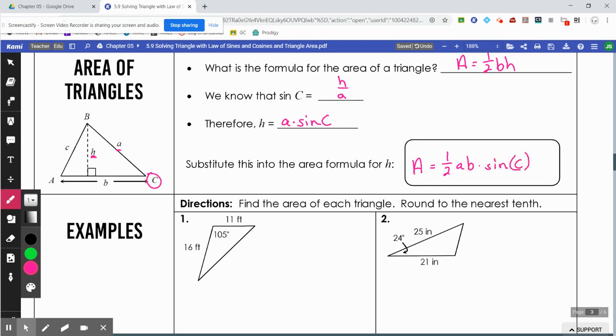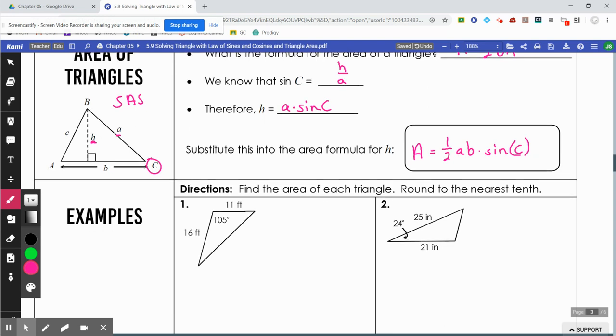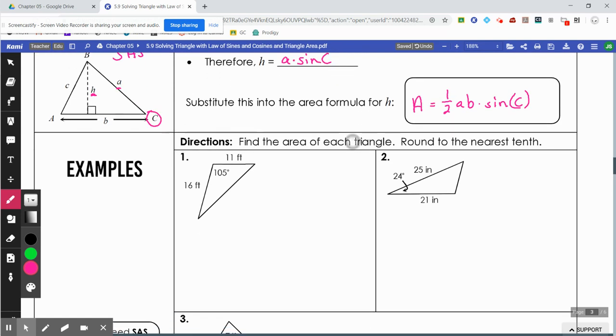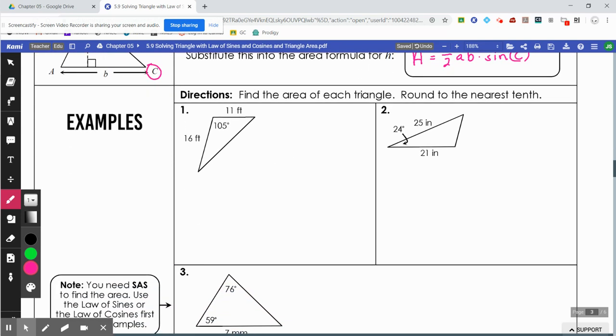So we actually have now a new formula where we don't have to have the height. We can have an angle and two side lengths. This actually works for a side-angle-side type relationship. This is not the only formula, we could do 1/2 times b times c times the sine of A. We could do 1/2 times a times c times sine of B. So there's actually 3 different formulas we could use here. But let's go ahead and do some examples.